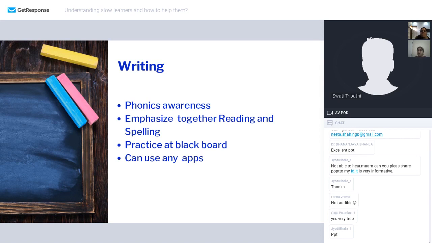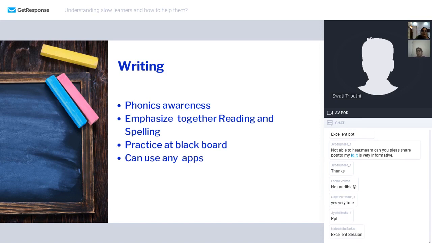Then giving an opportunity to make them write on the board makes them feel as if they are teachers, and this will also enhance writing. And nowadays we have many apps which help the student to do the reading and the writing.